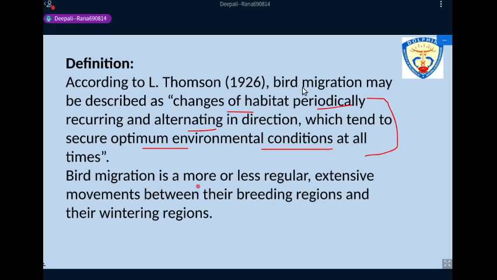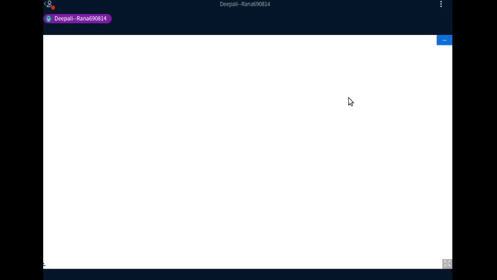Okay, so bird migration is more or less regular and extensive. That means they will travel a long distance and migrate across broader aspects of the continent, in movements between their breeding regions and their wintering regions. Okay, so breeding regions are basically the hometowns, and in wintering regions they will go for feeding and resting purposes. In the breeding regions, they will carry out their breeding and nesting. Okay, so this migration will be followed in a to and fro manner.